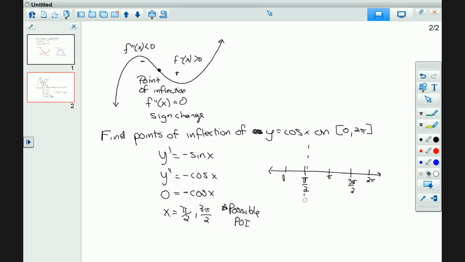So these are our points of inflection. What is f double prime at 0? What's the negative cosine at 0? Pi.